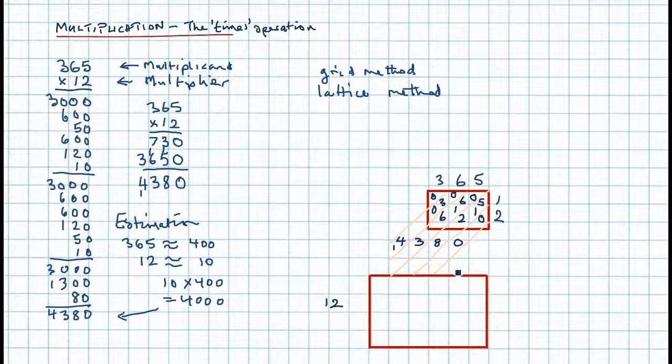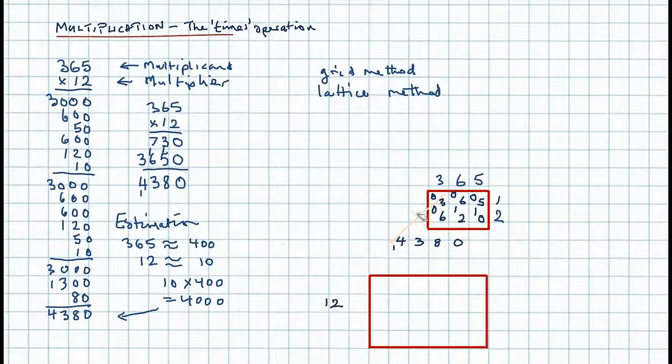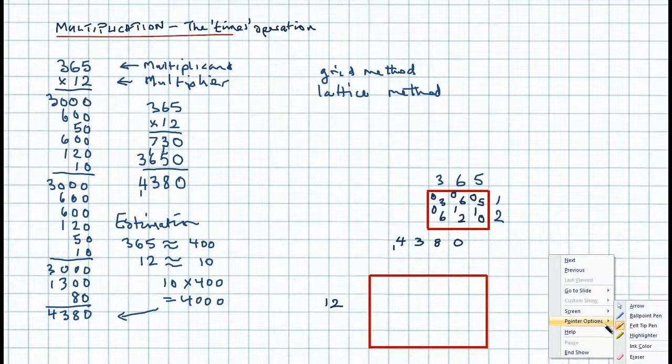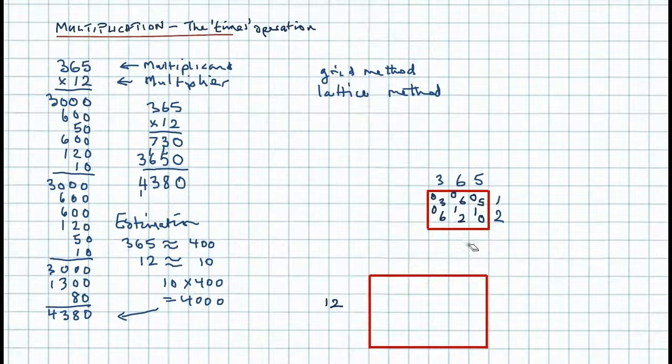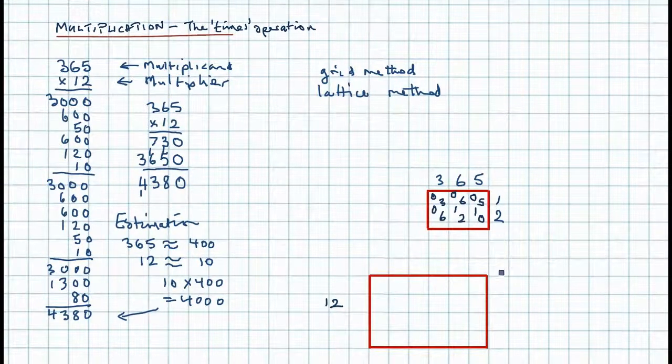12 here, and at the top here, let's just erase those lines from before. So we'll get rid of the lattice now. Okay, and in fact, let's get rid of the whole of that. Let's get rid of that answer there. Give ourselves plenty of space and write 365 up here.